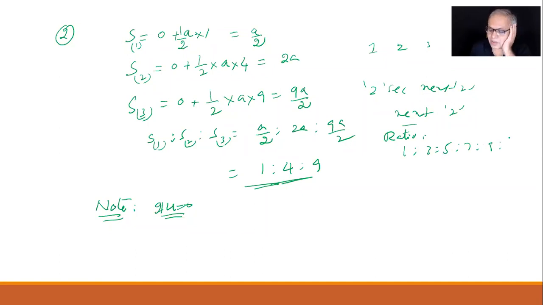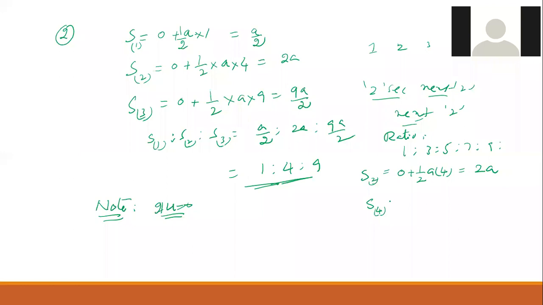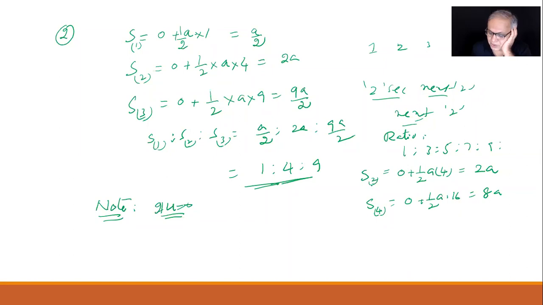I don't know whether you understood. Not 2 seconds, children. Not even 3 seconds. 3 seconds, 3 seconds. If you want to check it, we'll check it. In the first 2 seconds, s will be 0 plus half a t square. How much? 4. How much is this? 2a. S in 4 seconds, full 4 seconds if I do, that will be 0 plus half into a into 16. How much is this? 8a. So this is in 4, this is in 2.